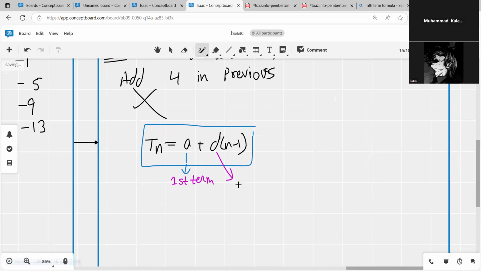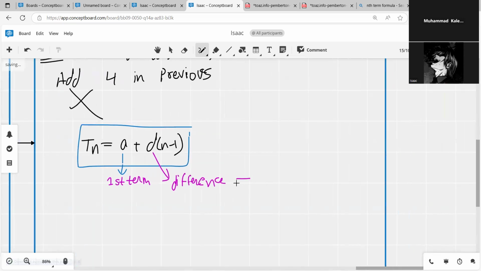d is the difference. What is d here? How will we calculate the difference? The difference is calculated by taking away the second term from the third. If you want to take away the first term, it will be taken away from the second term. Always the term will be taken away from its next term. If you want to find out, the fourth term will be taken away from the fifth term. So that will be the difference.